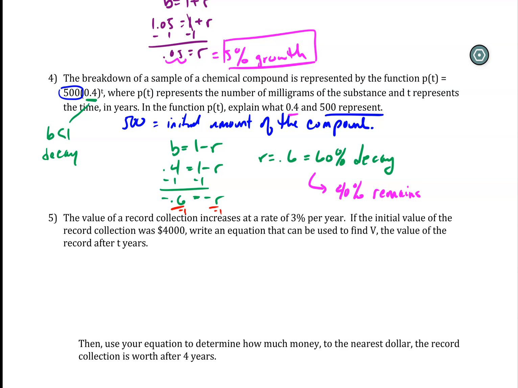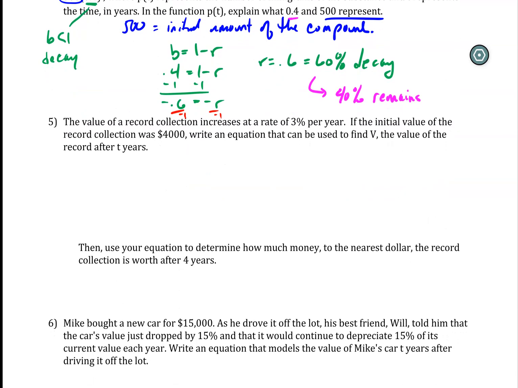All right, let's try another one here. So we've got this one here. The value of this record collection is increasing at a rate of 3% per year. The initial value of the collection is 4,000. Let's write an equation to find V, the value of the records after t years.